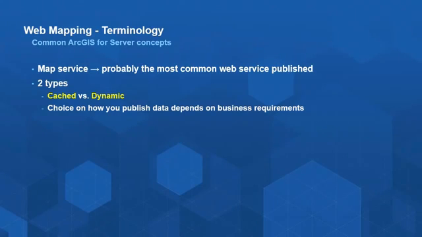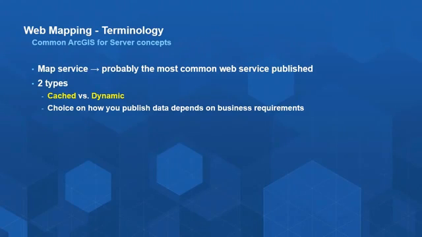Now, 95% of the time, in my experience, I tend to publish map services. You can publish other things like network data sets, spatial models, but you'll probably publish map services. And I want to make sure everyone leaves this session understanding these two terms, cached versus dynamic, because you hear about it all the time, right? So let's take a look.